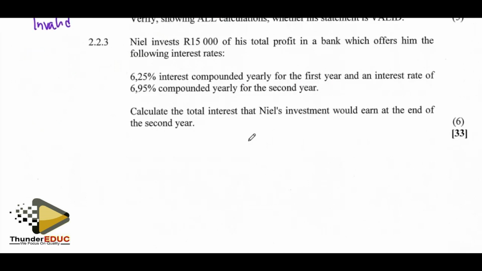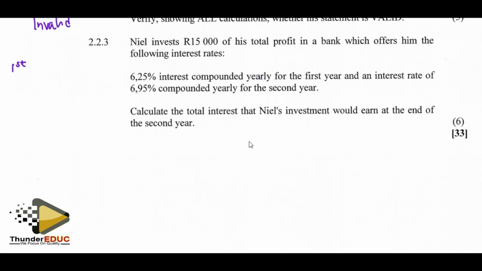They tell us Nelly invests 15,000 of his total profit in the bank, which offers him the following interest rates. The first interest rate is 6.25% interest rate compounded annually for the first year, and an interest rate of 6.95% compounded annually for the second year. Okay, the total interest Nelly has. What I'm going to do, I will look for the interest at the end of the first year.